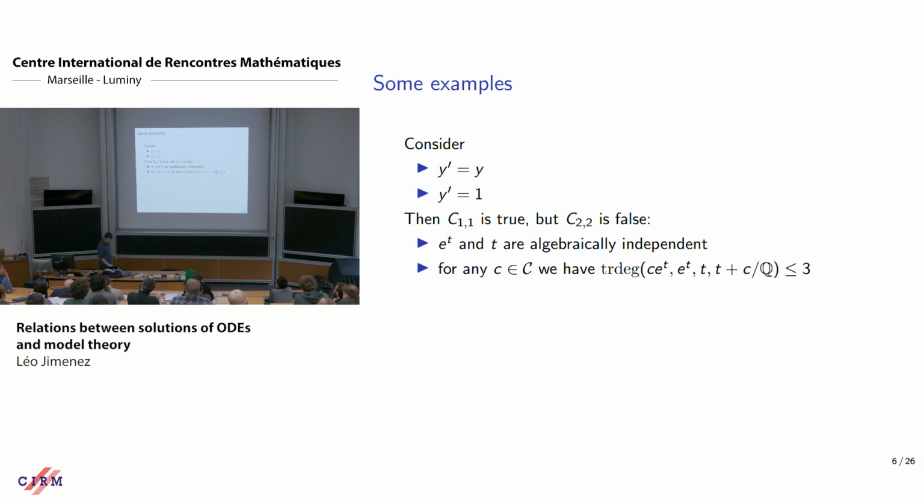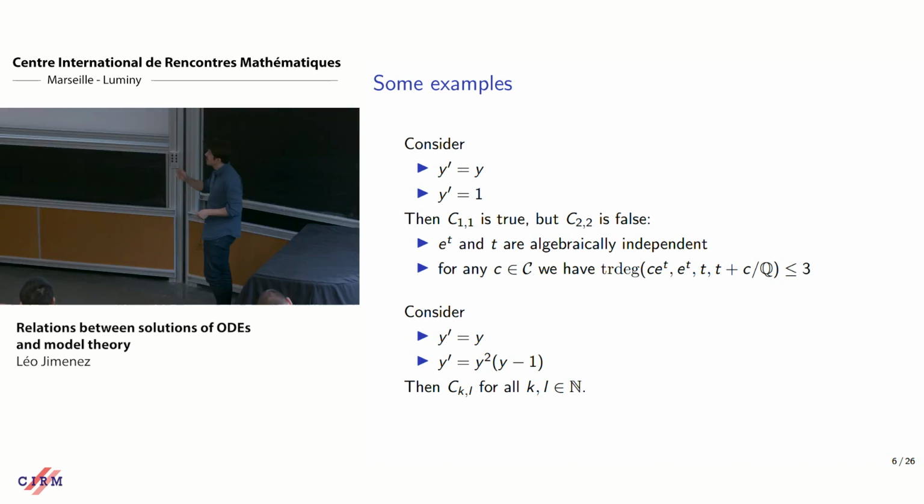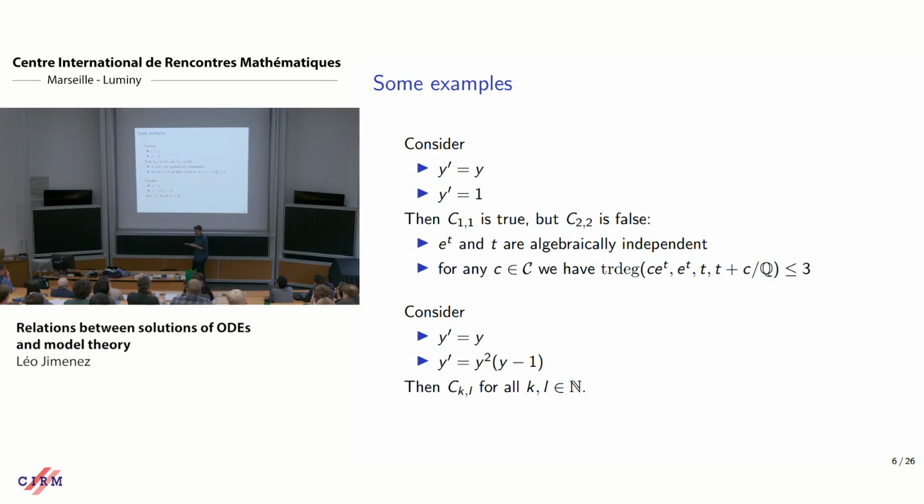The next example, which comes from Ostrowski-Rosenlicht, for example, is an example where you have C_KL for all k and l. If I look at y prime equals y, and y prime equals y squared times (y minus 1), then no matter how many solutions you look at, if they're independent, you're never going to find any relation. So you can go forever.